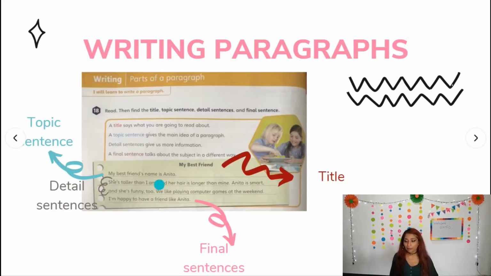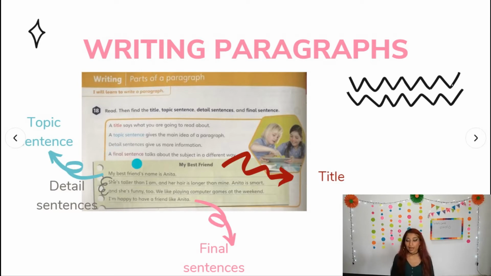I'm going to show you a page from the students book where we did an activity, and I'm going to use it just to explain. Remember that this picture is from the students book, but we're not going to use it. In this paragraph, we have the box, and we have 4 parts of a paragraph. A title says what you are going to read about. A topic sentence gives the main idea of the paragraph. The detailed sentence gives us more information, and a final sentence talks about the subject in a different way.